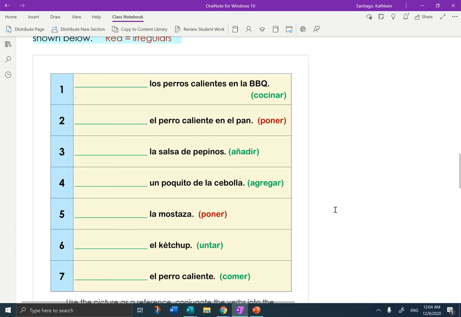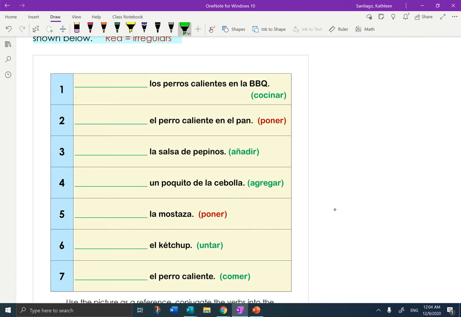So the first one looks like this. So number 1, cocinar is a regular AR verb. The verb goes into the command form by going into the el, ella, usted form. So the first one would be cocinar. Sorry, I'm writing crooked. Cocinar, chop off the AR, and it becomes cocina los perros calientes en la barbacoa.